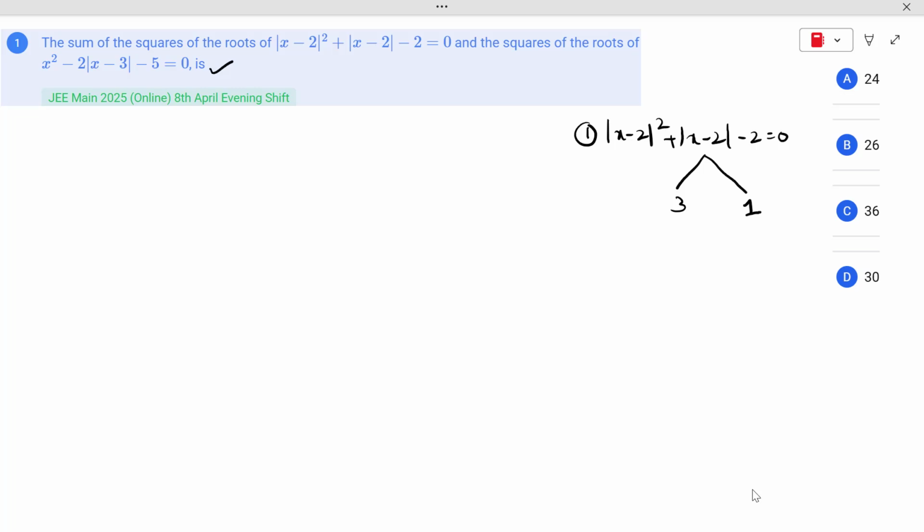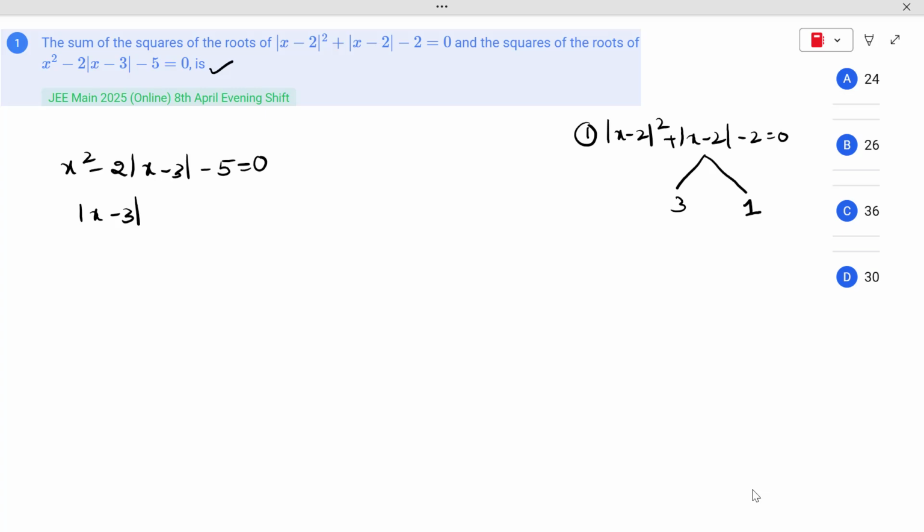Now let us solve the second equation, that is x^2 - 2|x - 3| - 5 = 0. Now let's find the roots of this equation. The problem in finding the roots of this equation is that we don't have a simple function; there is a function which is |x - 3|. Unless we break the modulus function, we cannot find the roots of this equation.